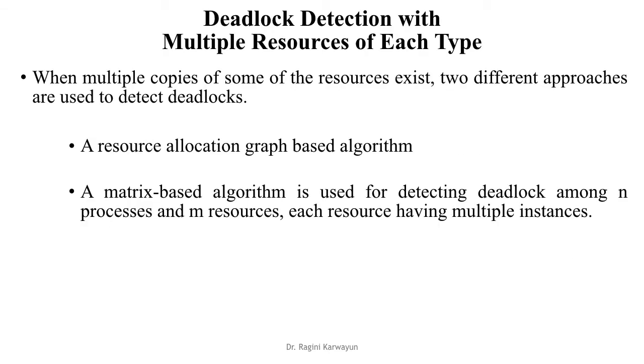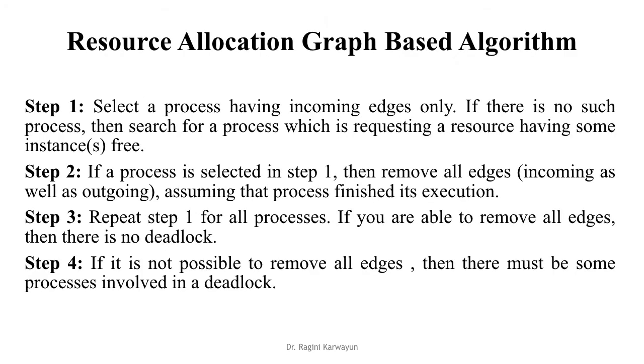Now, deadlock detection with multiple resources of each type. When multiple copies of some of the resources exist, then two different approaches are used to detect deadlocks. One is again the same method, a resource allocation graph based algorithm, or we can select a matrix based algorithm which is used for detecting deadlocks among n processes and m resources, each resource having multiple instances. So here we will first discuss the resource allocation graph based algorithm.